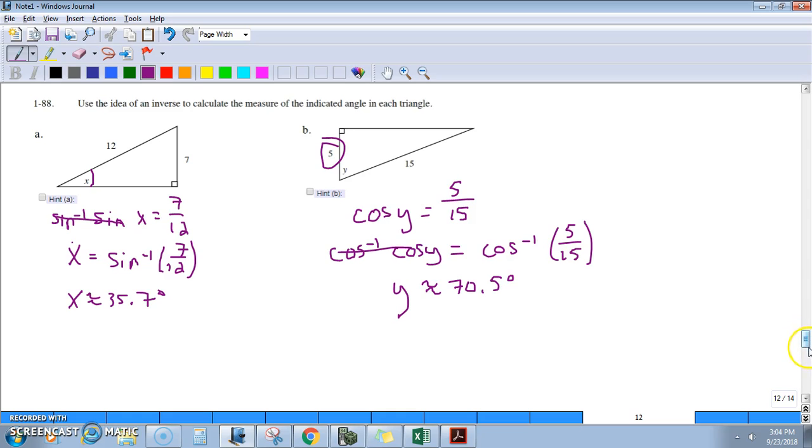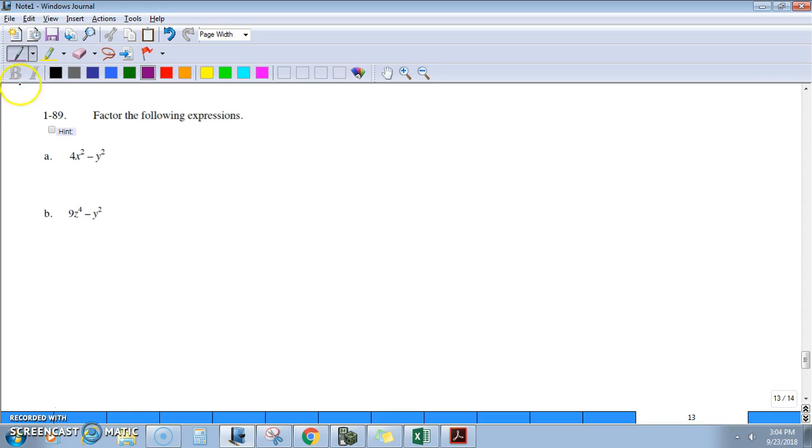Cool, so we are going to be starting trig coming up, if you can't tell with all of these practice problems we're doing. Factor the following expression. So 4x squared is 4 times x, minus y squared is y times y. So I can't factor it like that, but it's the difference of squares. That's what it wants us to do. So the square root of 4x squared is 2x, and the square root of y squared is y, and one's plus and one is minus.